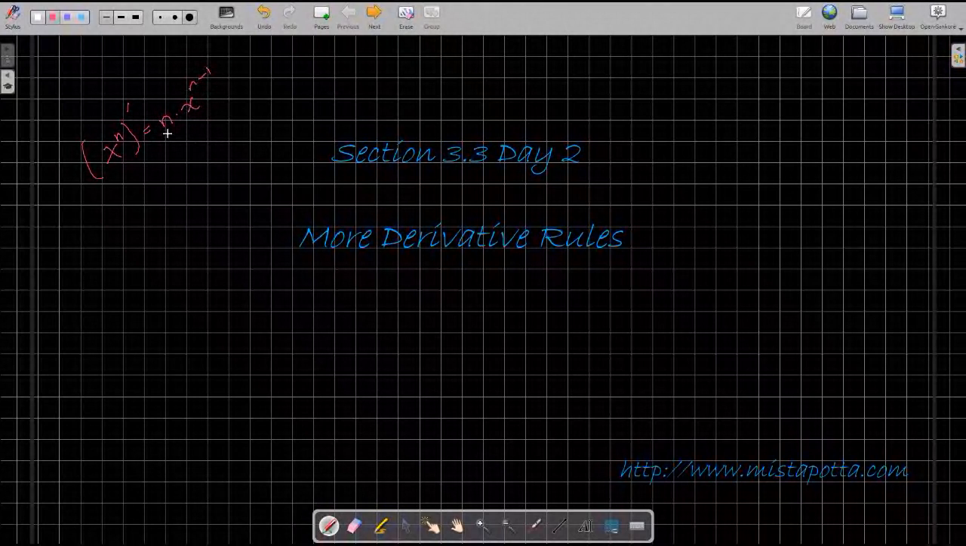So what we're going to do today is talk about some related rules using the definition of the derivative that we've been working with, our difference quotient. And we're going to come up with more rules to deal with different functional situations.